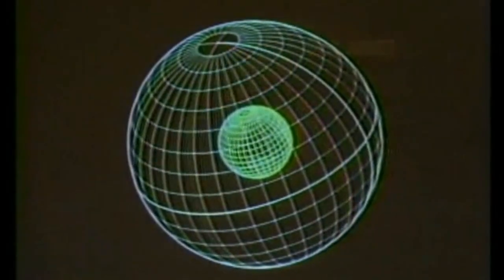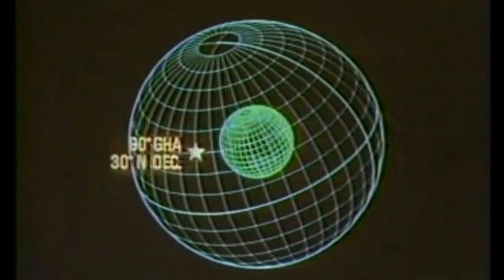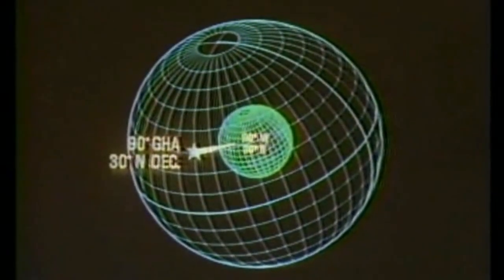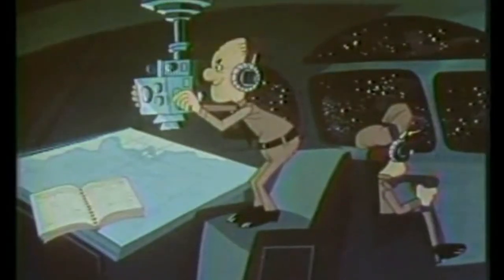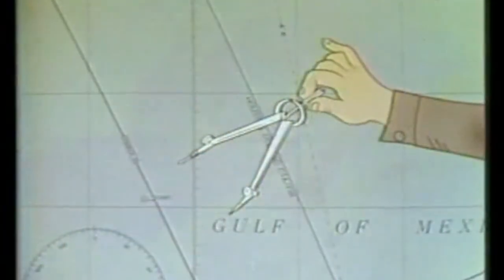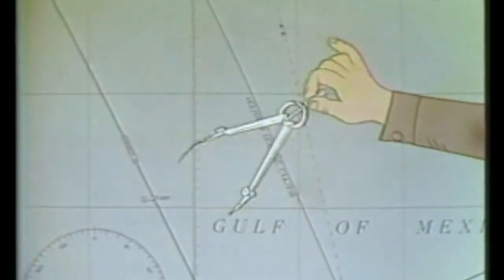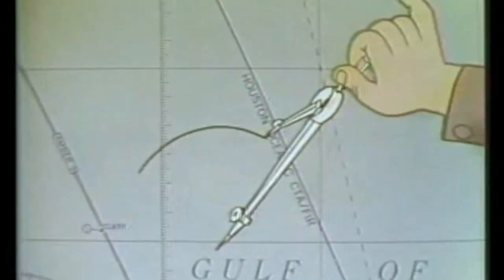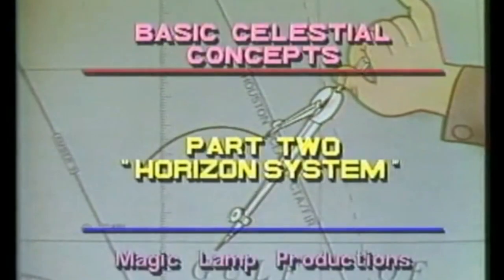Now let's sum up. When you determine a celestial body's GHA and declination, you know its geographic position or subpoint on Earth. Then, when you actually take a measurement that indicates your range from the celestial body's geographic position or subpoint, you can determine a line of position on the Earth's surface. To determine this line of position, we will utilize the horizon system, which will be demonstrated in part 2 of this series.